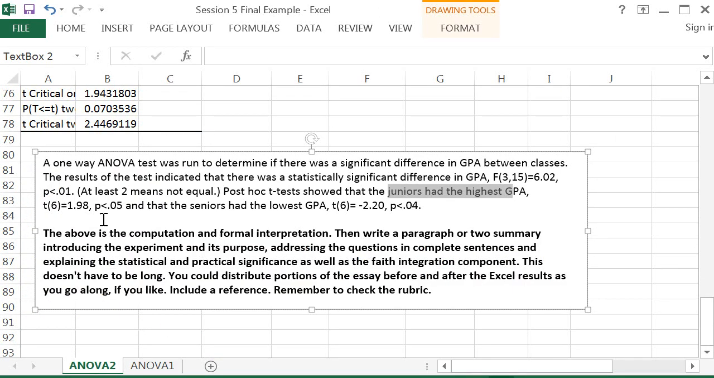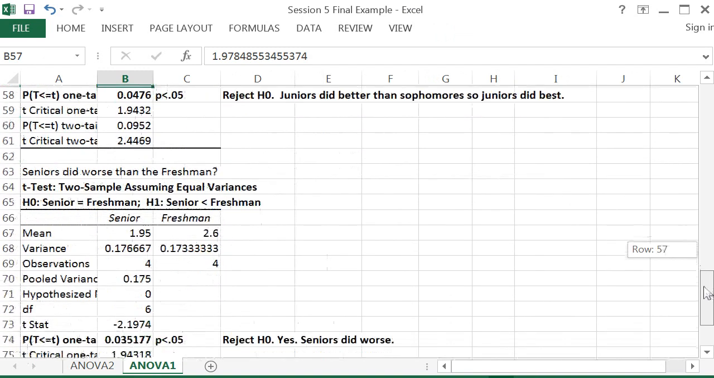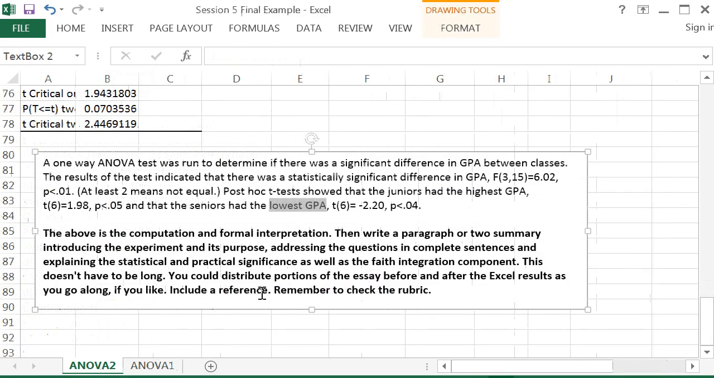And then also seniors had the lowest GPA here. And the t-value, I was looking in the same places, the t-value there was negative 2.2 because seniors were lower than, let's see, we compared seniors to freshmen. Seniors were lower than freshmen. There's my t-value, negative 2.20. My p-value was less than 0.05. And we would want to add on the end here that sophomores and freshmen were not statistically different.